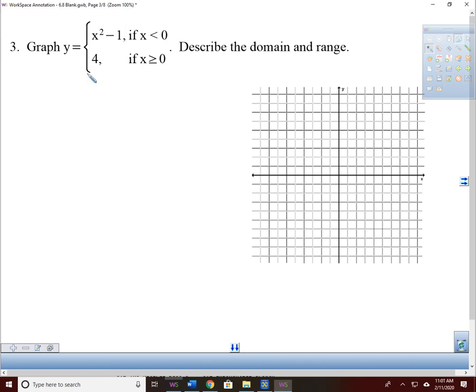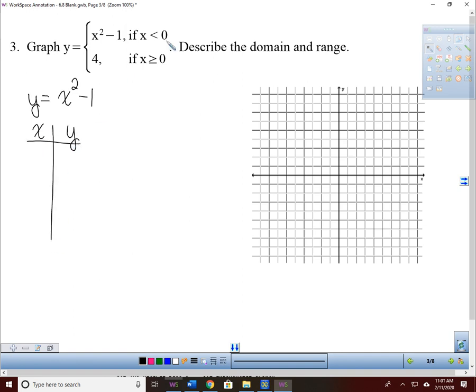All right, so let's take a little time to graph these. So we have 2 pieces, right? We have 2 equations. So let's start with the first one. We have y equals x squared minus 1. So let's create a table of values here. I'm always going to start with this number. All right, and then I'm going to choose numbers that go along with this statement. X is less than 0.